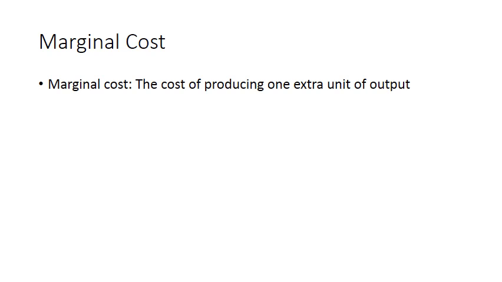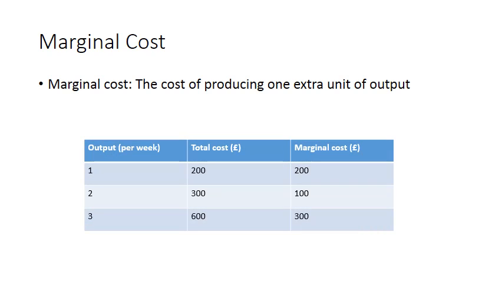Let's illustrate this with a numerical example. If you look at the table below, when we take our first unit of output, we see that our total cost of that was 200. The marginal cost is the cost that we added through adding that first unit of output. Now, before we started production, costs would have been 0. So the extra cost added is just the 200 cost that we've got to start with.